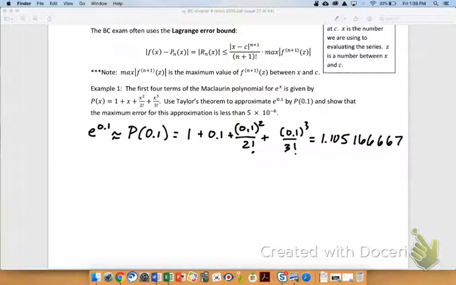So here's what we're going to do. We are going to say that the absolute value of e to the 0.1 minus p of 0.1 is the thing we're going to focus on, because what is that? That's the remainder, also known as the error. Okay, so the error that we're going to find here is expressed by the actual value minus our approximated value.